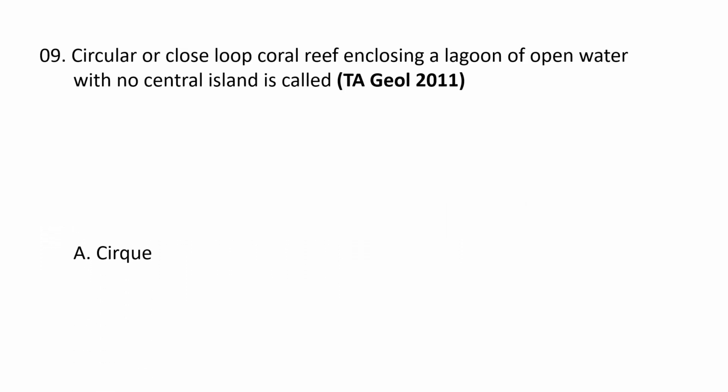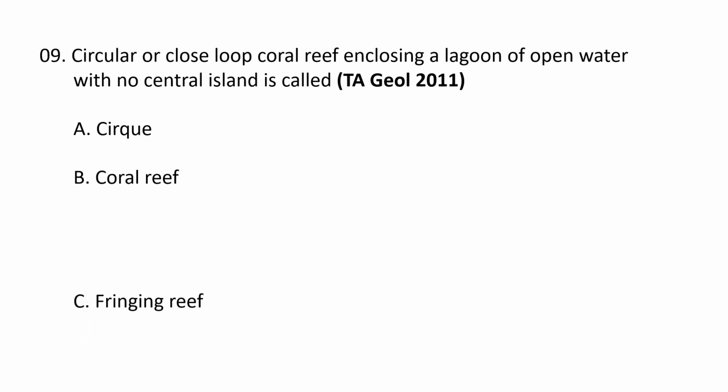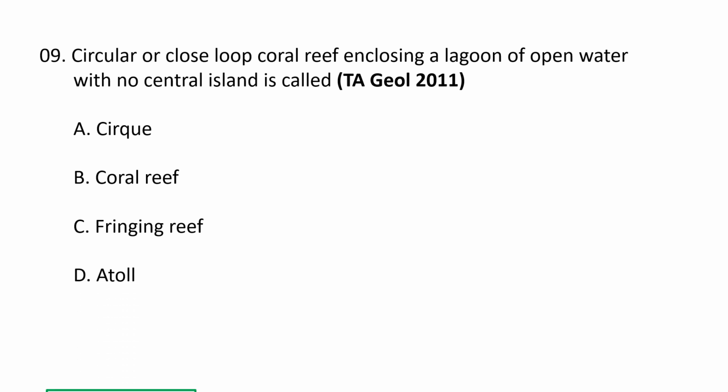Next question. A circular or closed loop coral reef enclosing a lagoon of open water with no central island is called: A. cirque, B. coral reef, C. fringing reef, D. atoll. The correct option is D, atoll. A circular coral reef that encloses a lagoon with no central island is called an atoll. Atolls are usually oval or circular in shape.